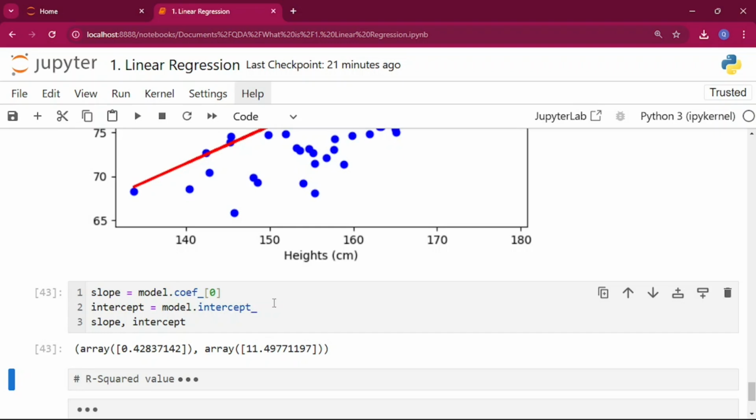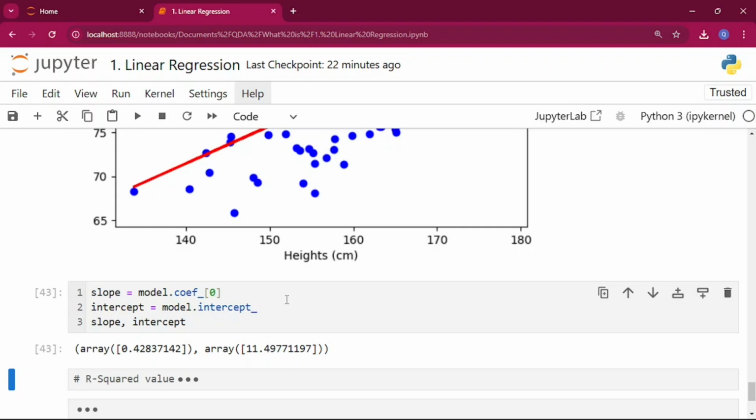So in our case, the model should give us a slope of around 0.5, which makes sense since we generated data with that relationship. And the intercept might be a small value close to 0, since the weight values are somewhat proportional to the height. Now let's evaluate how well our model performs using some common metrics.